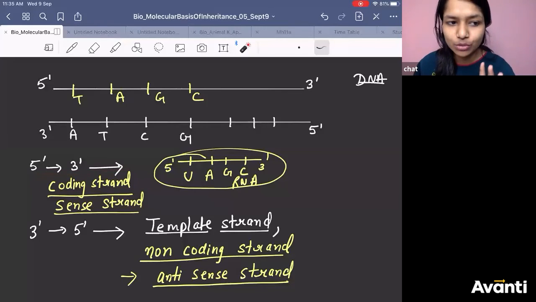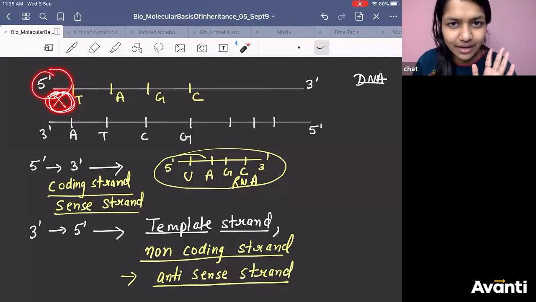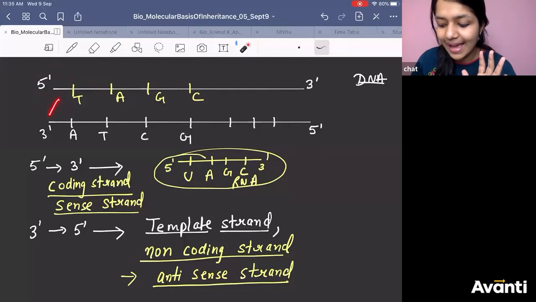Got it? Listen to me again. If I am doing some nomenclature, you will see, I will tell you later. If I do some nomenclature, that naming will be done on the basis of the coding strand. If I say X, X is written here, okay? So I will tell X is present where? X is present at 5'. Can you make out? I am writing X and I am saying X is present at 5'.